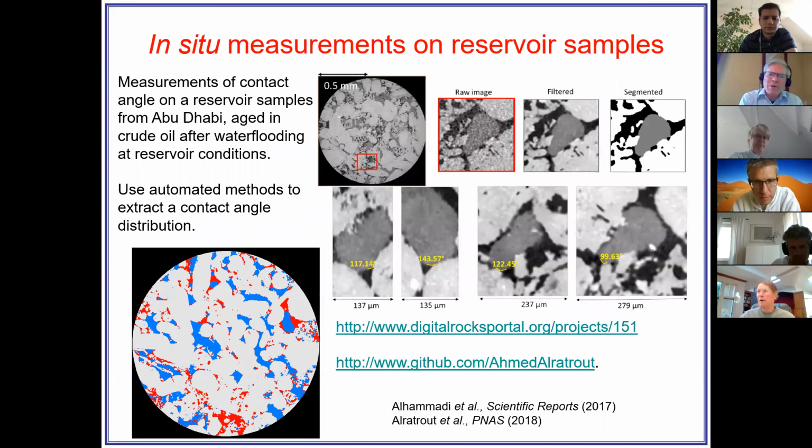So let's explore that a bit more. Let's look at a reservoir sample. This is a sample from Abu Dhabi, work funded by ADNOC. This is a reservoir carbonate aged in their crude oil. And you can see immediately, we see something very different from the water wet case. After water flooding, you see that the water is in the big pores. The oil here is in some small pores and confined to layers.